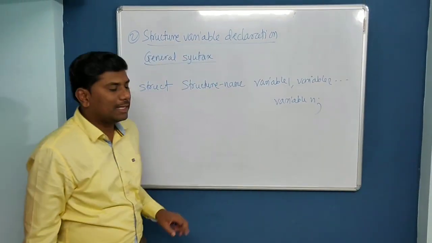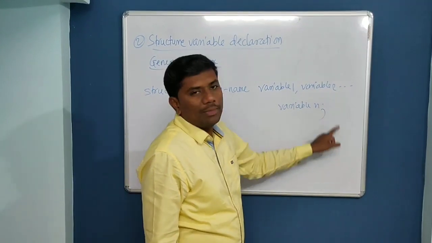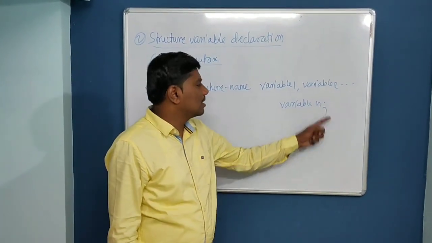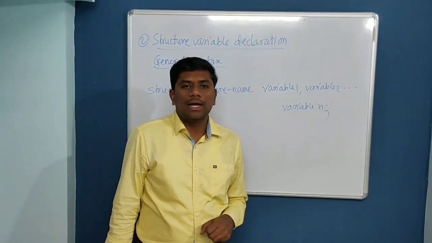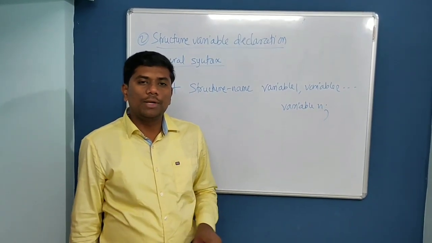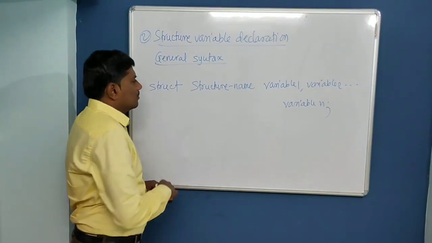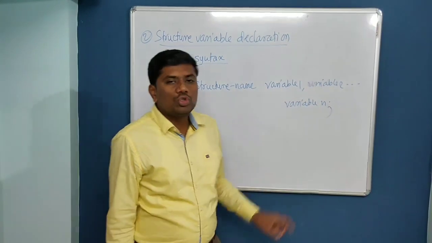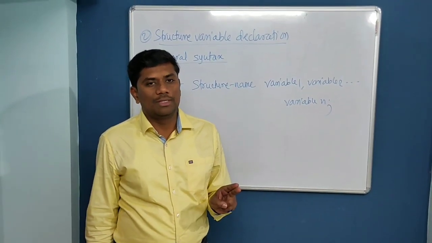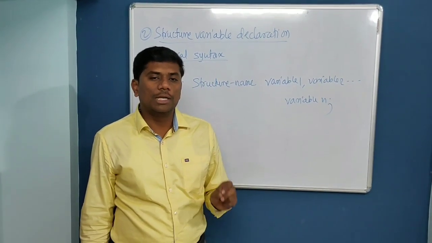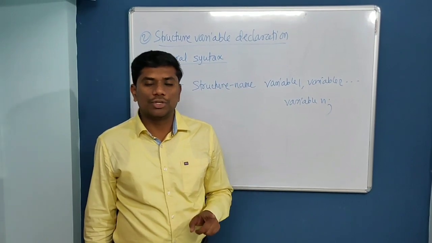So see the general syntax: struct keyword, structure name, then list of variables separated by comma, and last ending semicolon. So here we are telling compiler that I want to store information of these students. Suppose I want to store information of 2 students, then I need to declare 2 structure variables. Suppose I want to store information of 10 students, then I need to take 10 structure variables.